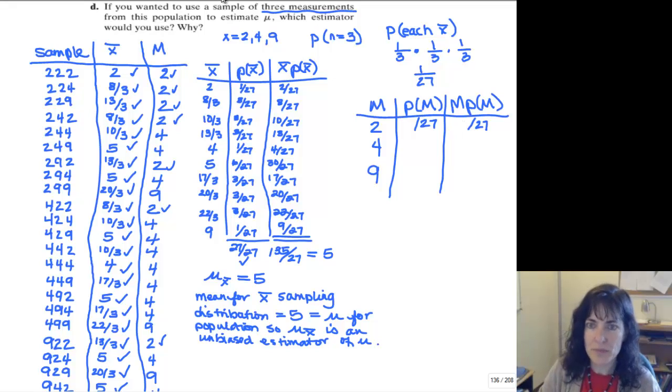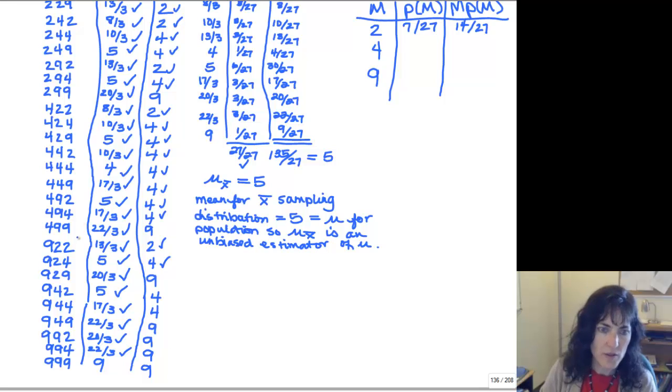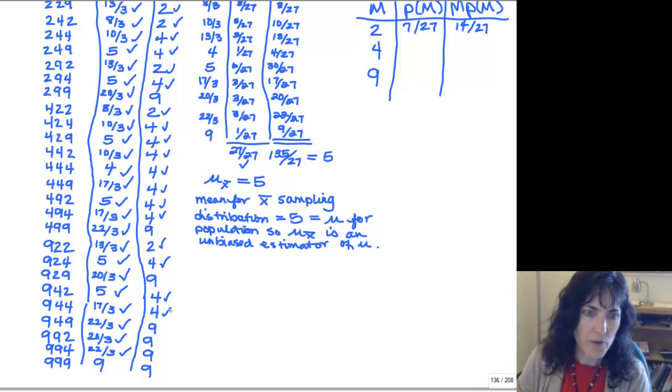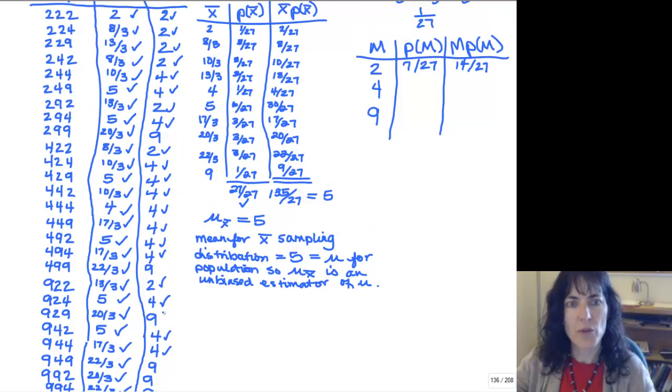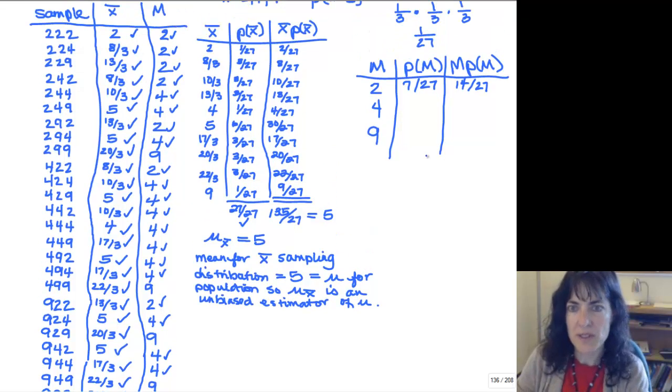Fix that up. So 7 out of 27, and then when I multiply, 14 out of 27. And then looking at the 4s, I count 1, 2, 3, 4, 5, 6, 7, 8, 9, 10, 11, 12, 13. So I have 13 of the 4s. So 13 out of 27.